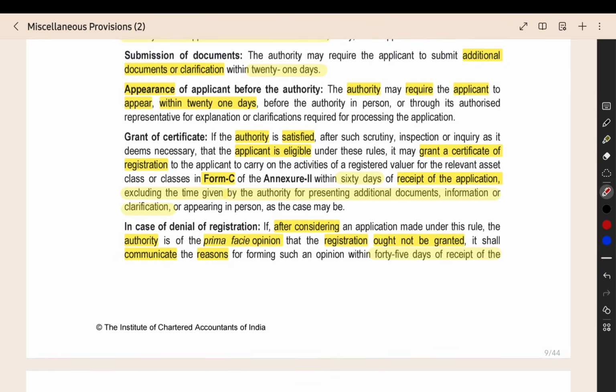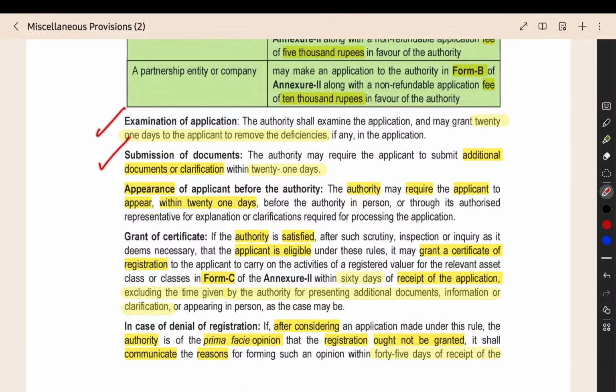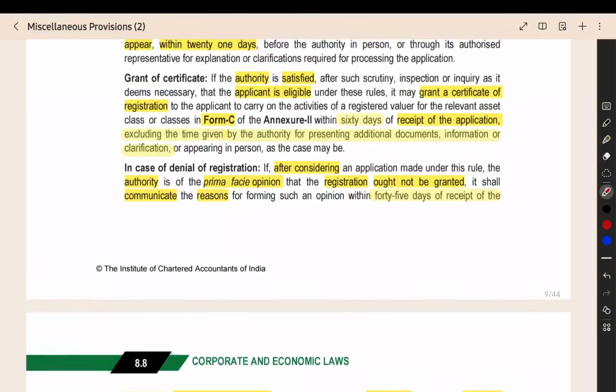That certificate will be in Form C of Annexure 2. It will be granted within 60 days from the receipt of the application. The additional document time and the clarification time will not be counted in the 60 days. Within 60 days, you should get the certificate. But the 21 days given by the authority for rectification or additional documents will not be covered. Other than that, 60 days is the time the authority has.